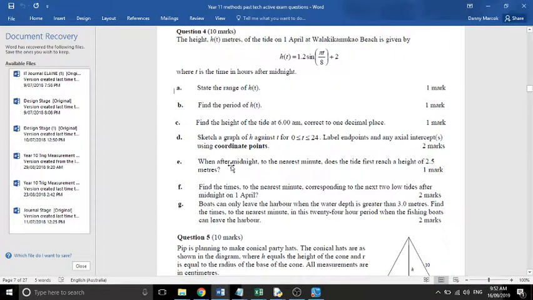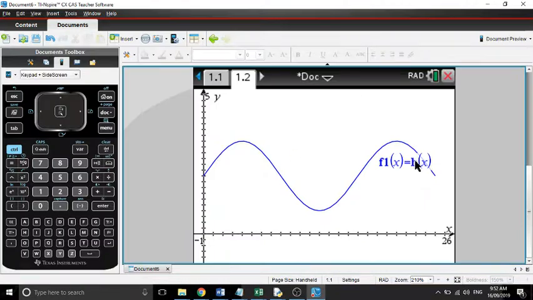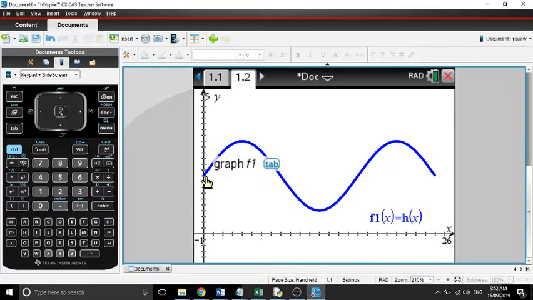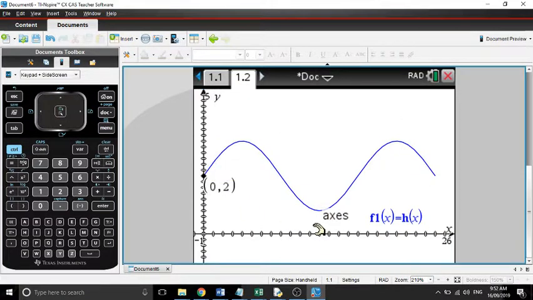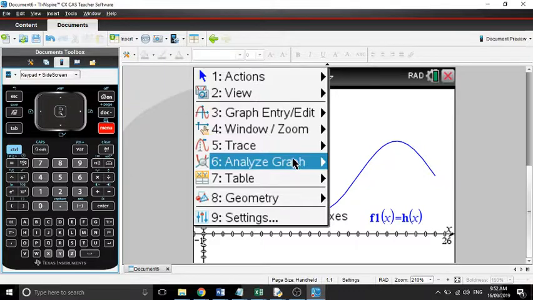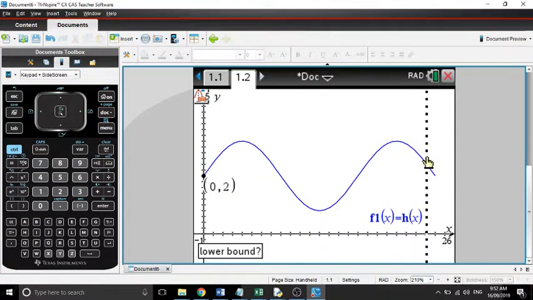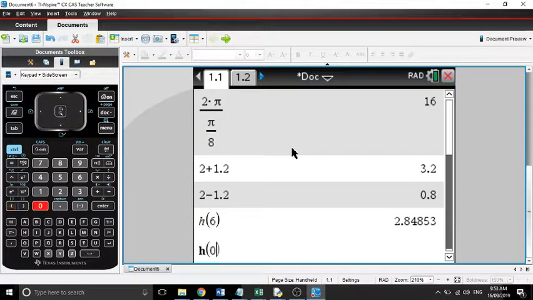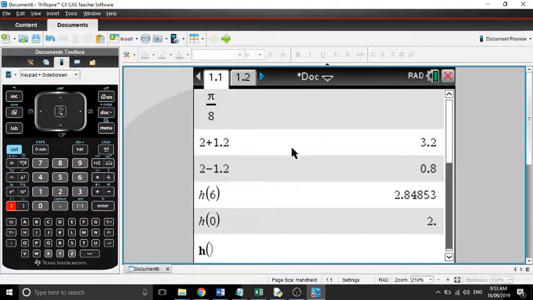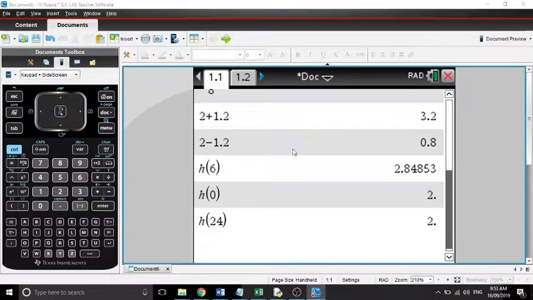Now it wants me to sketch a graph, labelling endpoints and any axis intercepts with coordinate points. I've only got one actual intercept, which is there. We've got an endpoint there, and that's also an endpoint. So menu, analyze graph, minimum. This I know happens at 0 and 2. This other one, analyze graph, minimum, happens at 24 and 2. If I was getting something with decimals, I'd be substituting in h of 0 and h of 24 to find out what those two will be.